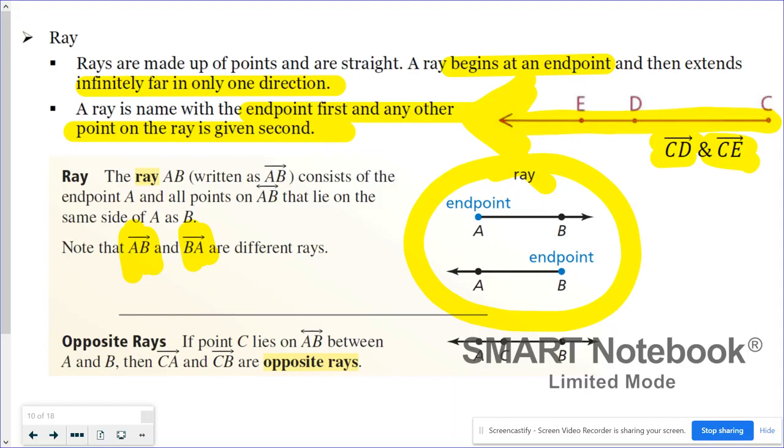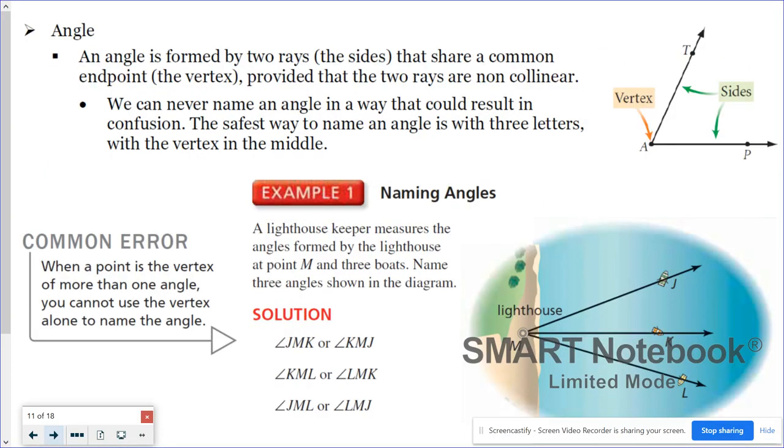The first point must be the endpoint. The second point can be any other point on that ray. And I'm also, once again, using proper symbolic notation, a little mini ray above my two letters. Angles. Angles are formed by two rays. These are the sides of the angle, and they share a common endpoint called the vertex.